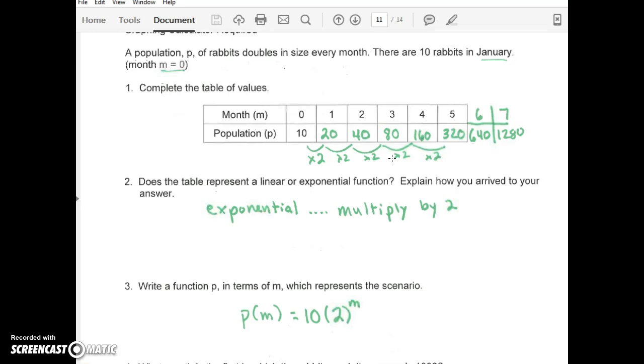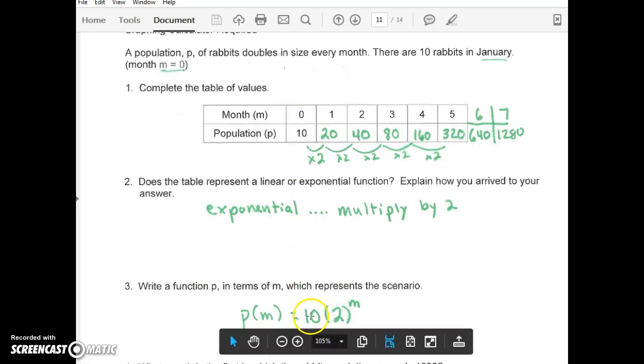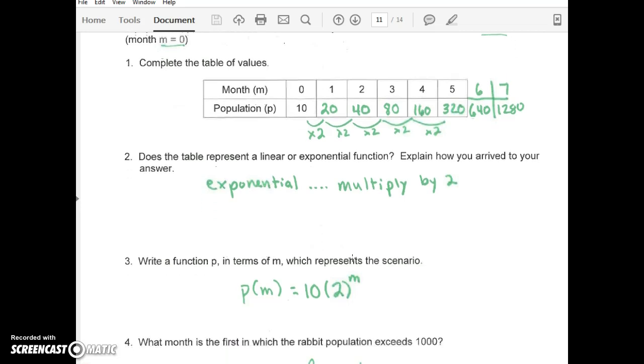So we're writing the function p in terms of m, which represents the scenario. We have p of m equals 10, which is our initial starting point. That's what we started with, times the growth factor to the variable. And our growth factor is 2, and our variable in this case is m, which stands for months.